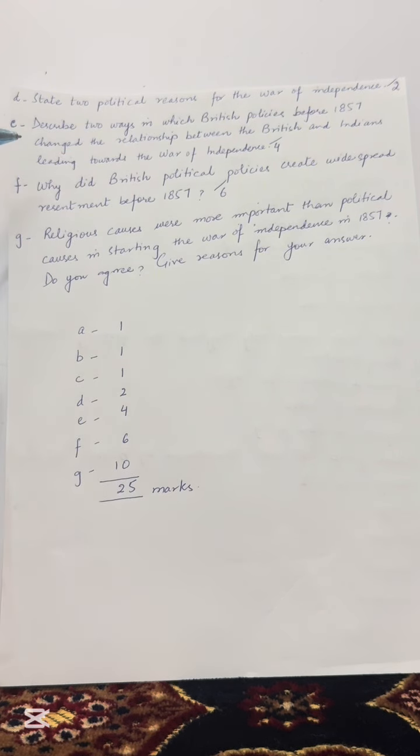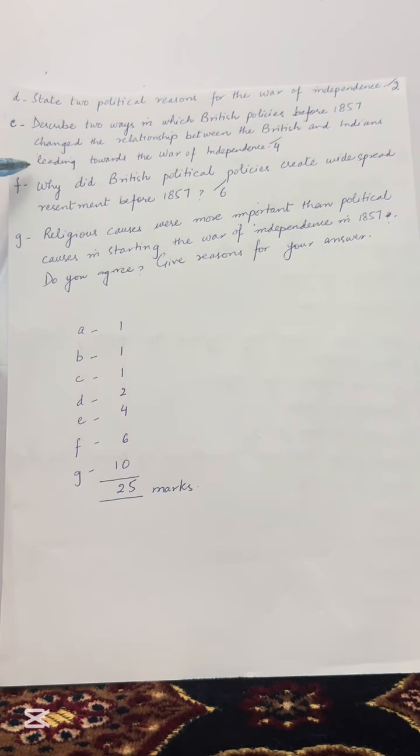Part E is, describe 2 ways. Now this is a little trickier question, as it wants you to write the way as well as how that way changed the relationship. Depending on how the question is asked, it's basically about the way and the change. So you will be specifying the way first and the change it brought.